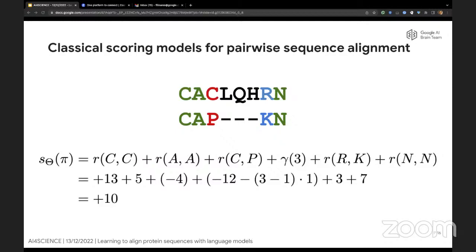Because of this, what the field has converged to are additive scoring models, where we score every column independently of each other and add some terms for gaps, which we will see later. From a statistical point of view, this means we're assuming that the likelihood of a mutation, for example C turning into a P, is the same regardless of where in the sequence and in which sequence the mutation happens. When we are willing to make this assumption, we can parameterize the model very easily.